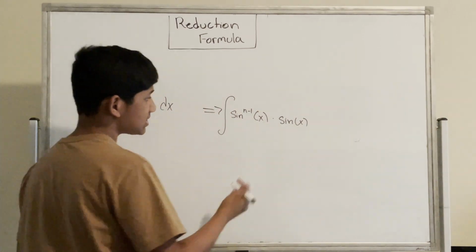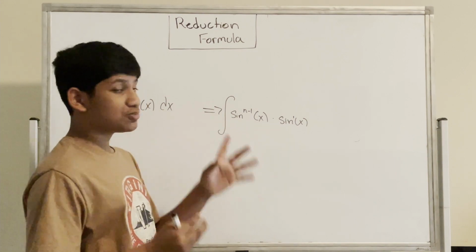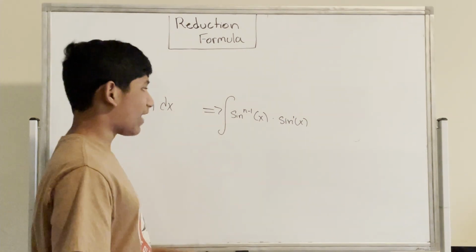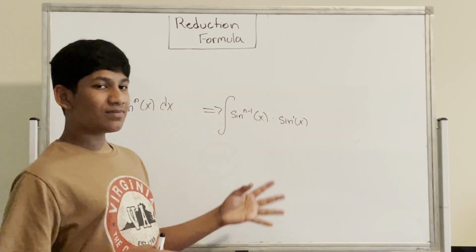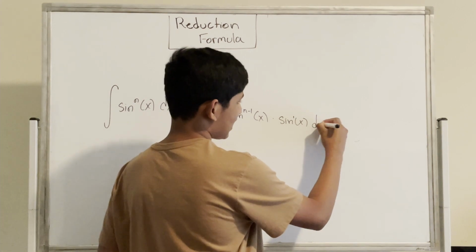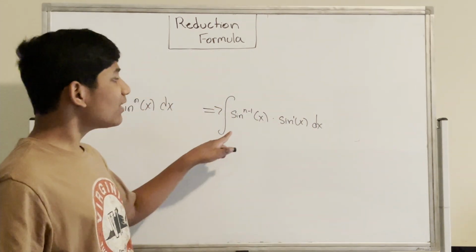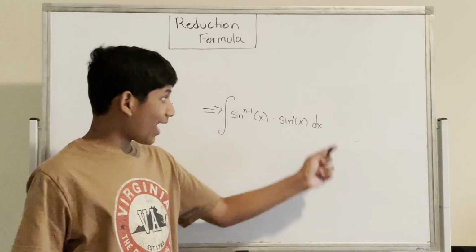Why? Notice that this has just a power of 1. Since they're the same base, we can add the exponents by the laws of exponents. Then we have n minus 1 plus 1, which just gives us n. Now, as you can see over here, we have to write the dx. As you can see, we have sine to the n minus 1 of x times sine x.